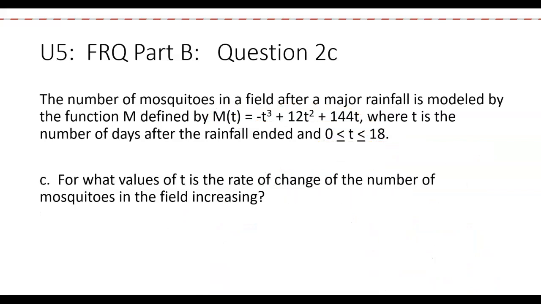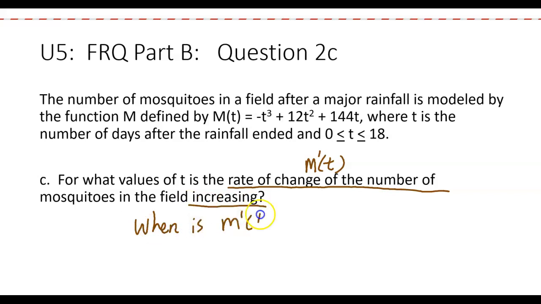All right, let's go ahead and hit up part C. It says, for what values of t is the rate of change of the number of mosquitoes increasing? Now, let's translate that. For what values of t is m prime of t increasing? So we're asking a question about m prime. So what they're really asking is, when is m prime increasing?